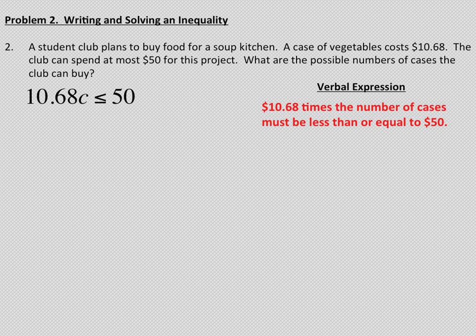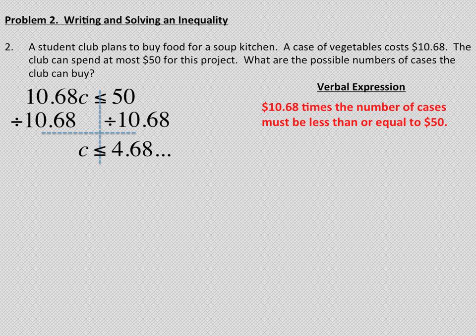So $10.68C, number of cases, is less than or equal to 50. It's a basic equation. Solve it. Divide both sides by the number stuck to the letter. And C is less than or equal to 4.68. Now, I can't get to that 5th case because then that would put me over the $50. So I have to go down to the 4th case. So I'm under the $50.